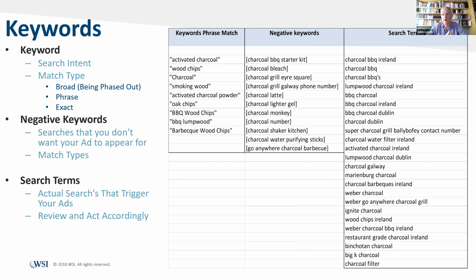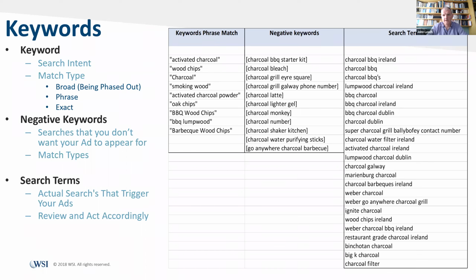So a really important part of optimizing your campaign as you go along is to review the search terms that trigger your ad and decide which of those terms look like they're relevant to my business and I want to continue using them, or I might add them as an actual keyword, or those that I need to add as negatives.